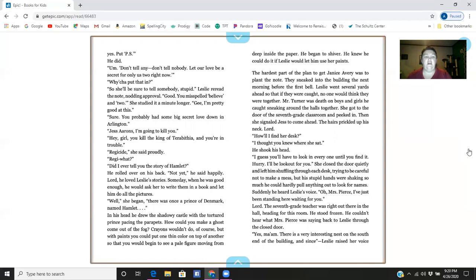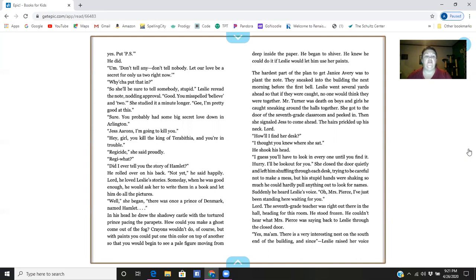"Did I ever tell you the story of Hamlet?" He rolled over on his back. "Not yet," he said happily. Lord, he loved Leslie's stories. Someday, when he was good enough, he would ask her to write them in a book and let him do all the pictures. "Well," she began, "there was once a prince of Denmark named Hamlet."